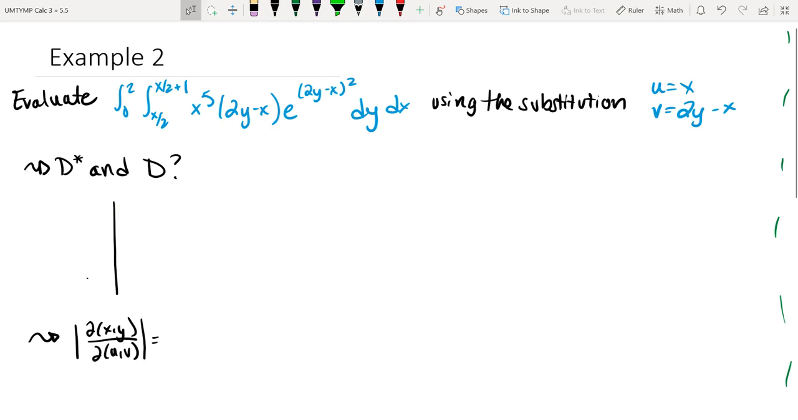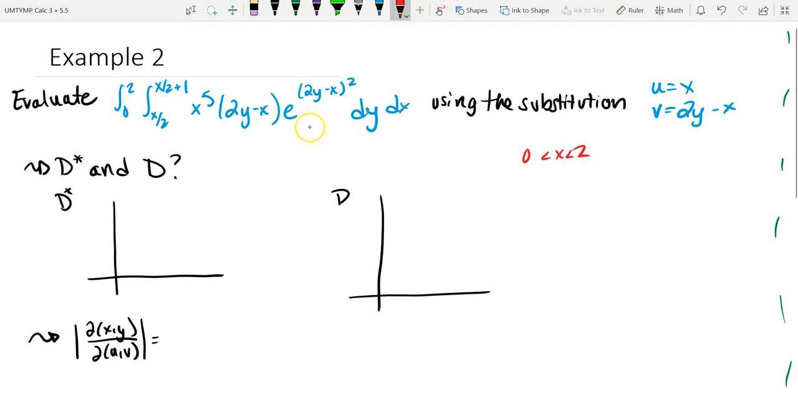So I'm going to draw a space for D star. I'm not going to fill it in yet. And then there's also going to be a space for D. Okay, and here's D. Now for me, D is actually the easier place to start drawing, mainly because it's what we know. So for example, we already know that x is bounded by 0 and 2 based on the integral, and also we know that y is bounded between x over 2 and x over 2 plus 1.